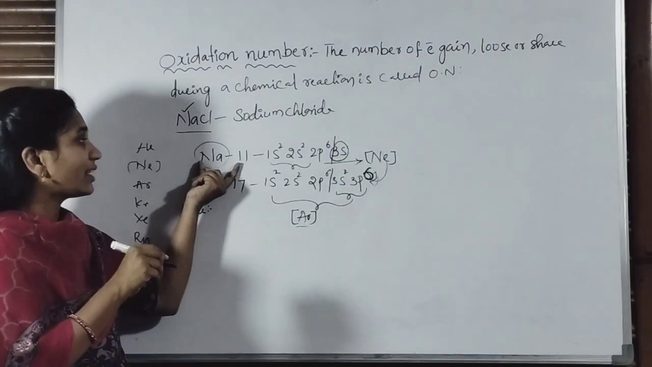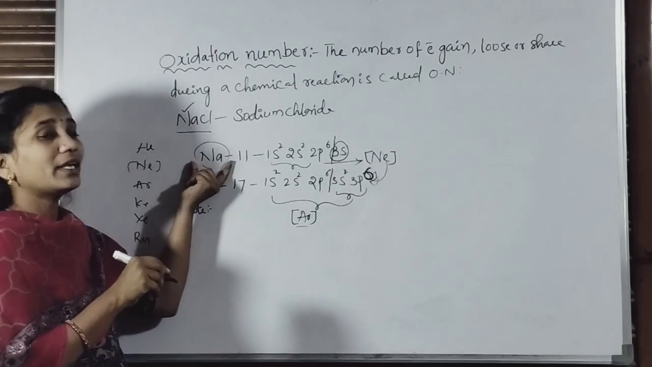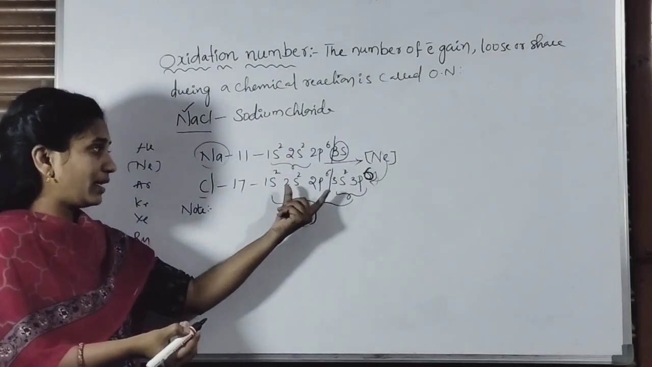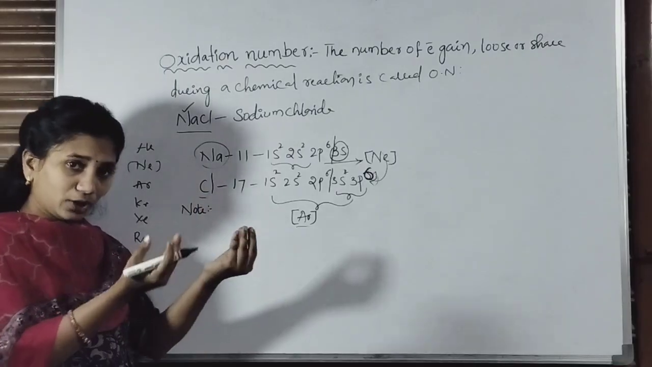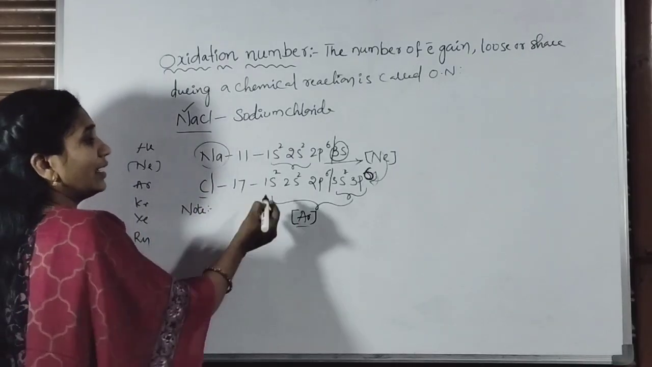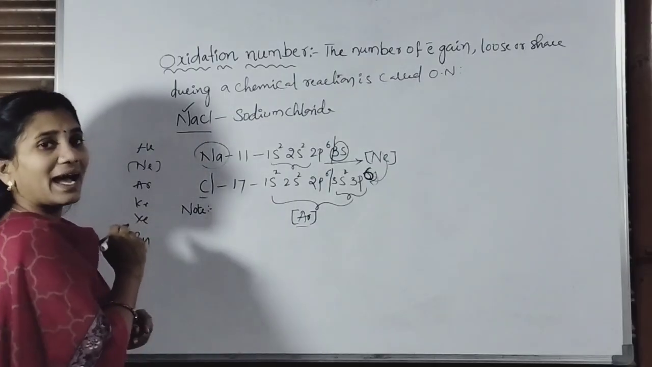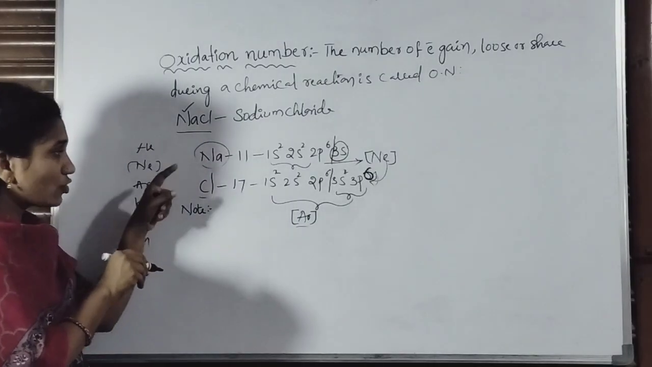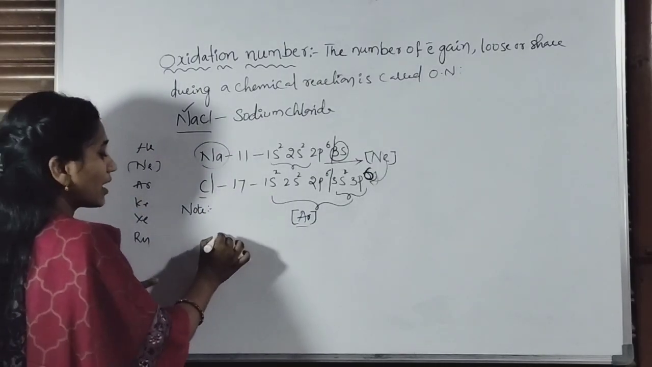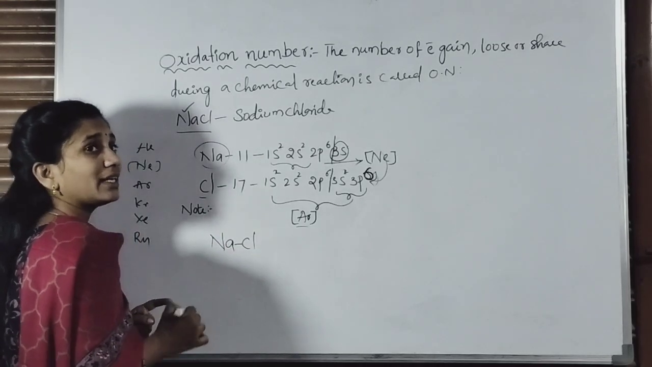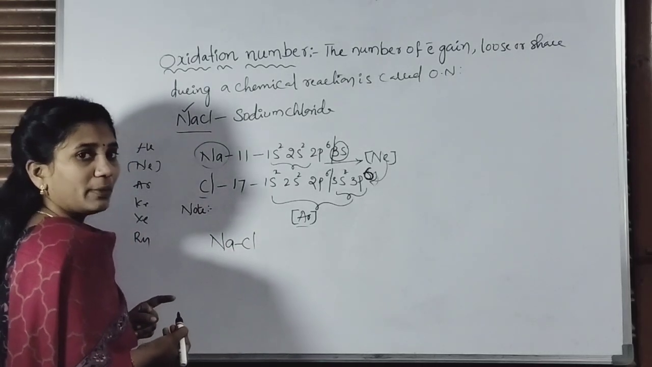Now here in our case, sodium is ready to donate one electron to get stability. Chlorine is ready to take an electron to get stability. So by losing and by gaining one electron, these two have attained stability. In this way, both elements combined together and form an ionic bond between them.